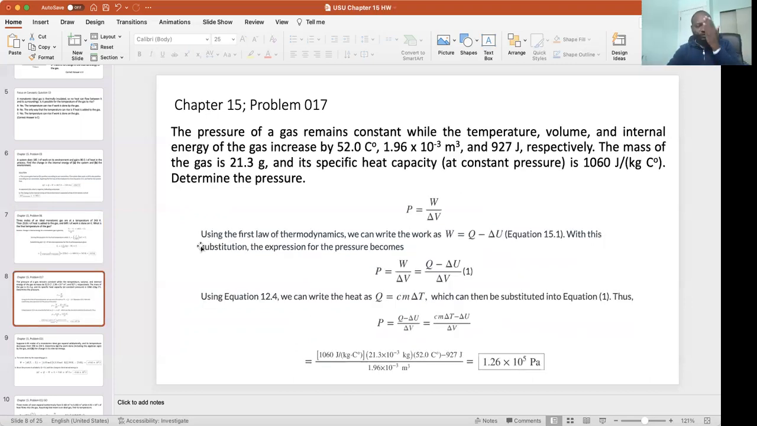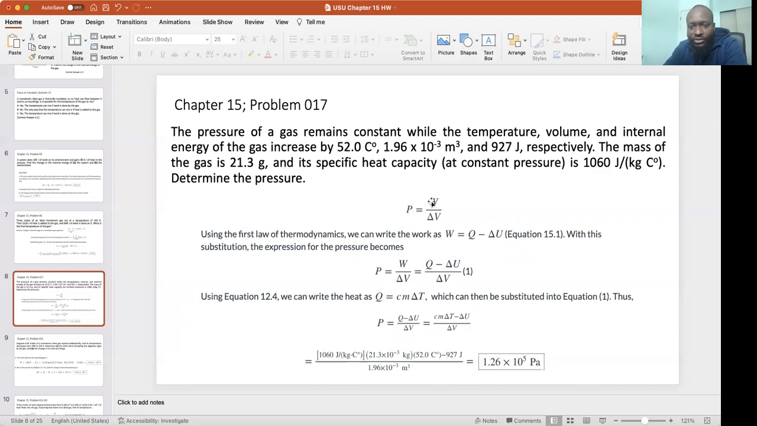Next, chapter 15, problem 17 says the pressure of a gas remains constant while the temperature, volume, and internal energy of the gas increase by 52 degrees Celsius, 1.96 times 10 to the minus 3 meter cubed, and 927 joules respectively. The mass of the gas is 21.3 grams and its specific heat capacity at constant pressure is 1060 joules per kilogram per degree Celsius. Determine the pressure.